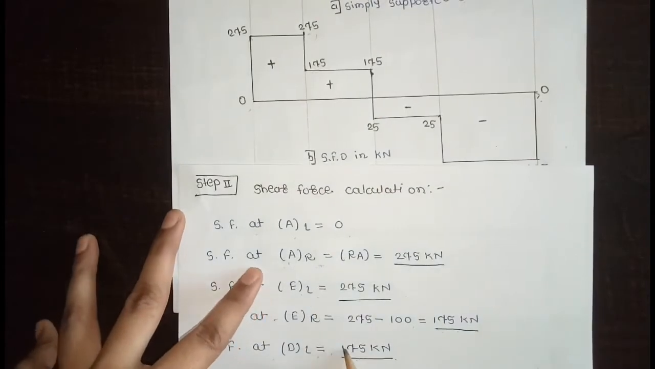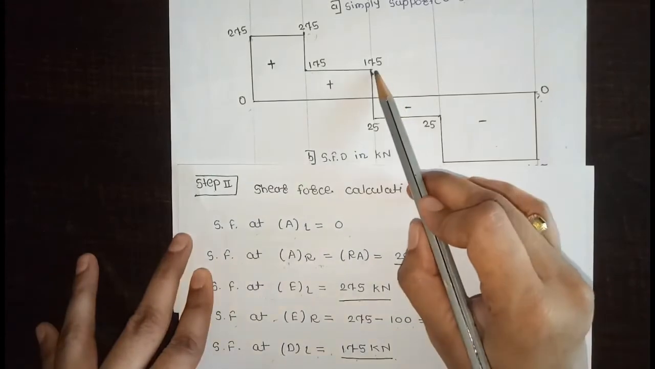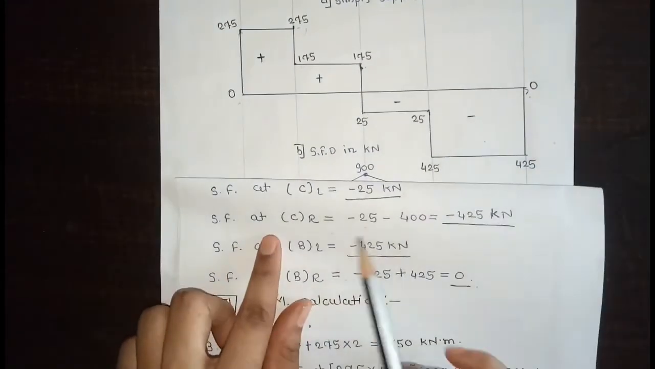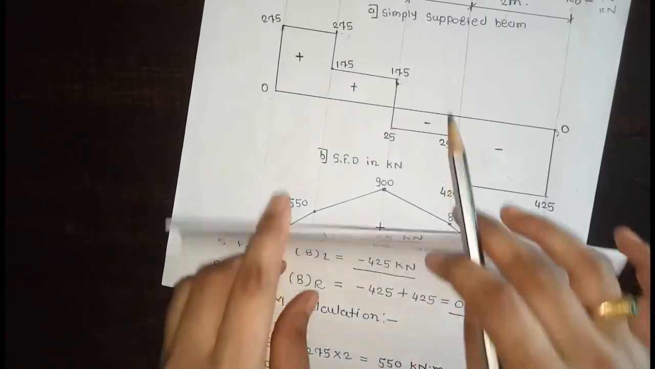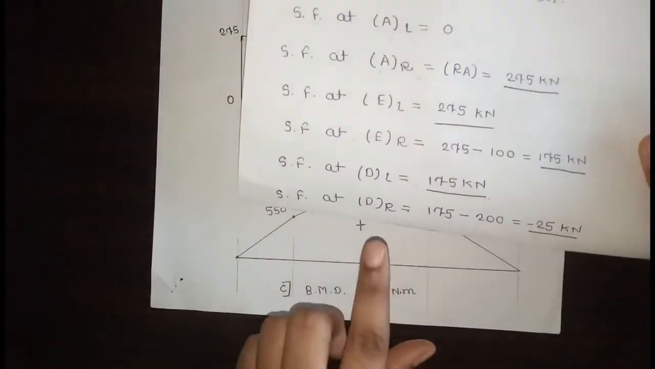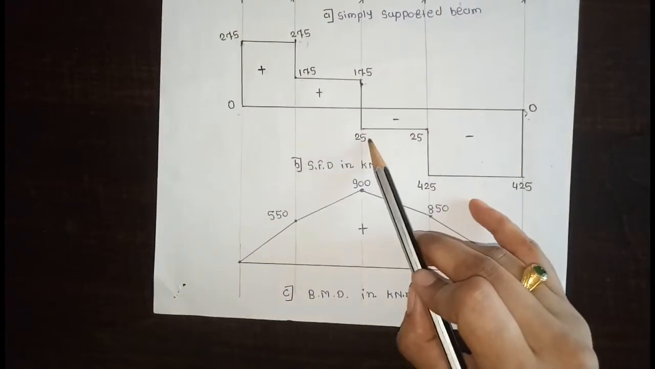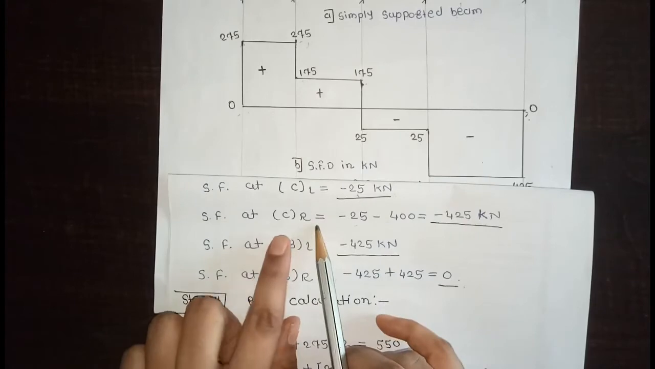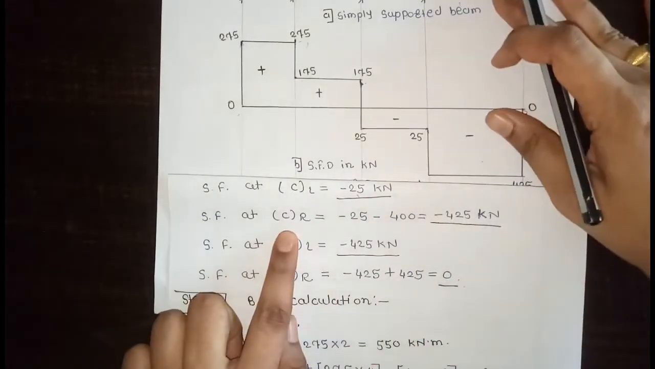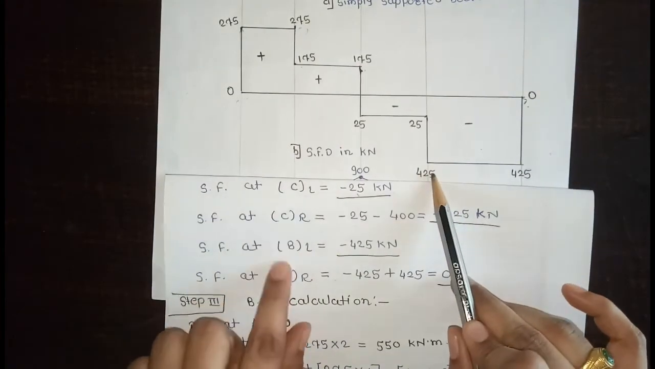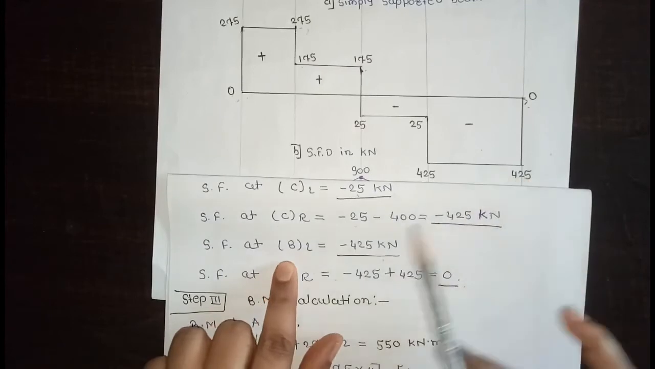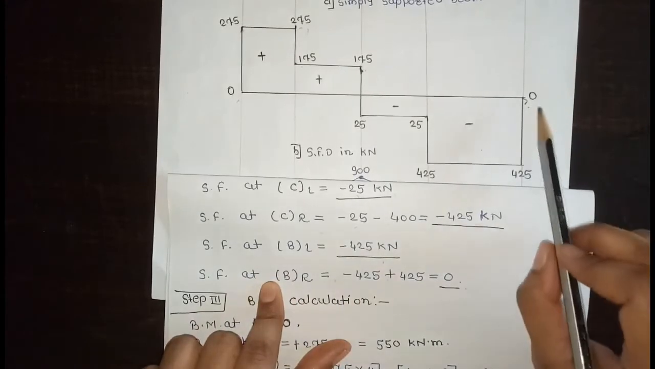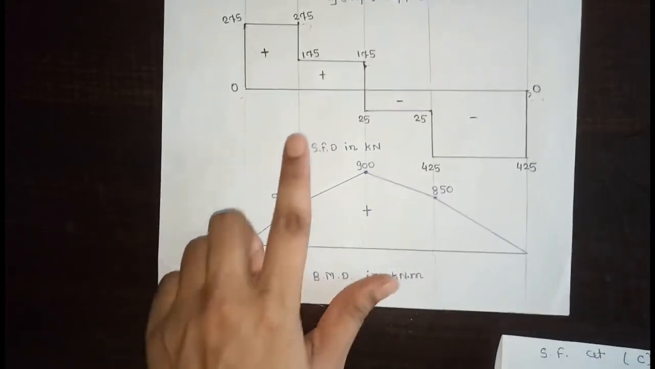SF at D left 175. Then SF at D right minus 25, then SF at C left minus 25, SF at C right minus 425, this is the minus 425, then SF at B left minus 425, and SF at B right is equal to 0. This is the shear force diagram.